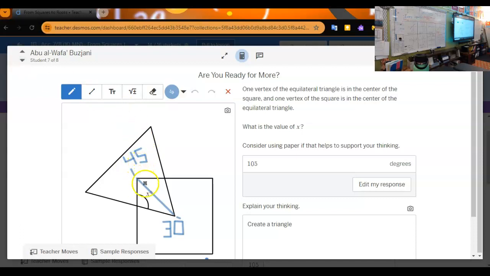Oh, the 45. If you split this, since this is the center. So the 45 is talking about this angle in here? Interesting.